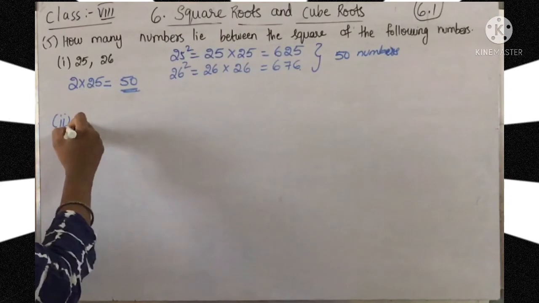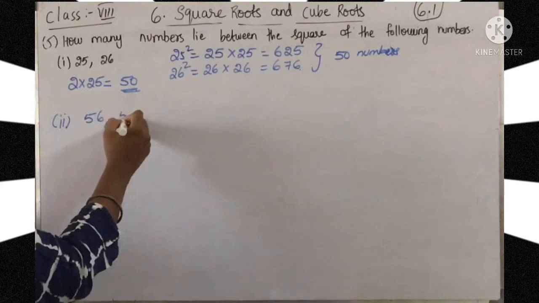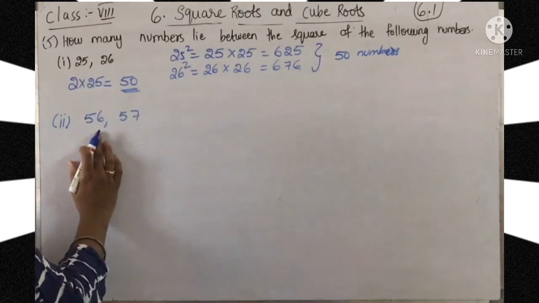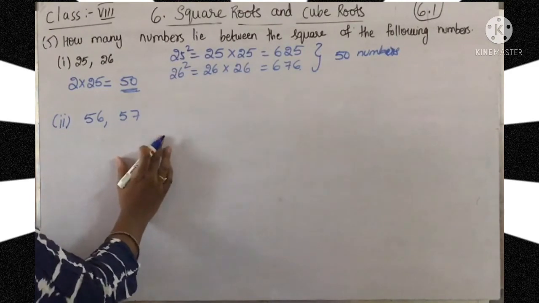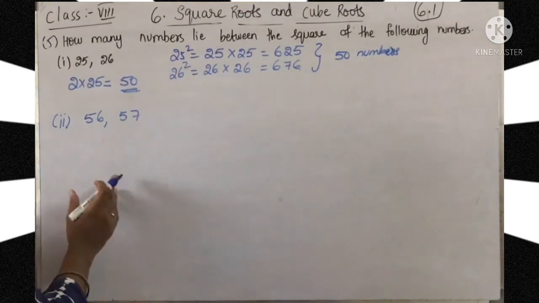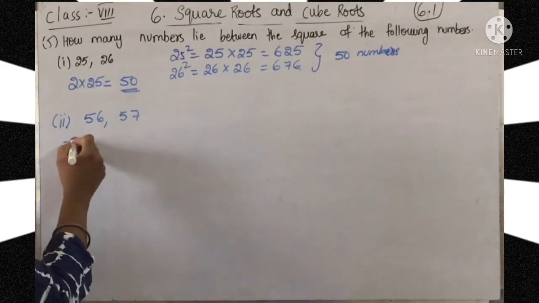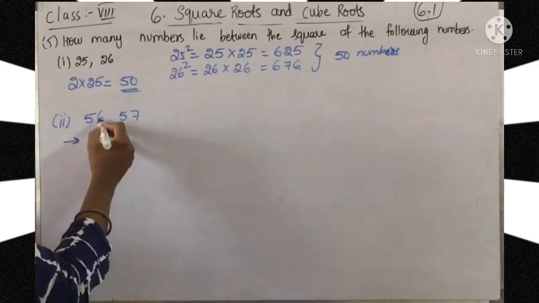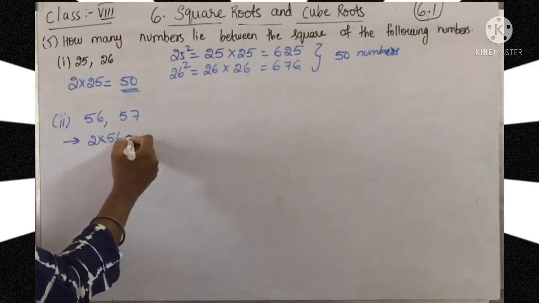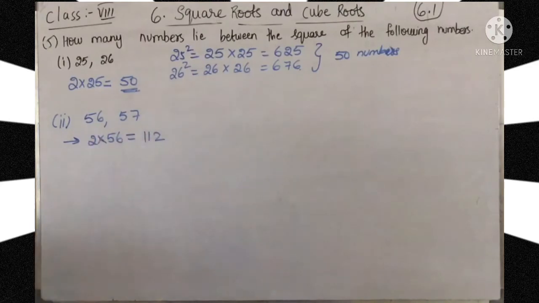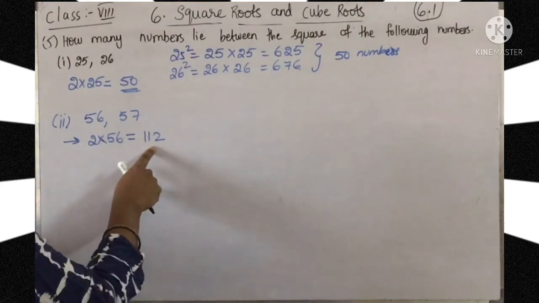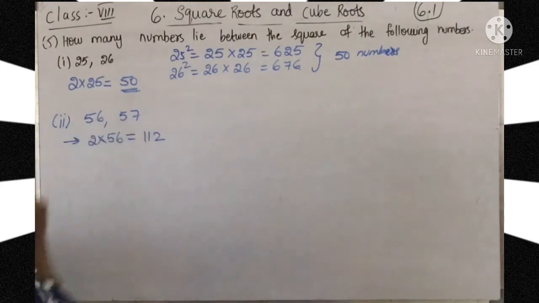Suppose the second question is given as 56 and 57. So 56 square and 57 square, and we have to find the numbers in between. Instead of doing that, just multiply 2 with the first number, 2 into 56, how much do you get? 112. So 112 numbers lie between the square of 56 and 57. You can check if you want.